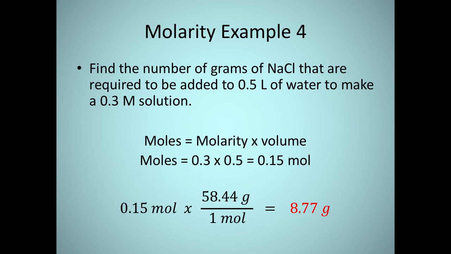Okay, so if we took a balance, added 8.77 grams of salt, added it to a beaker containing 0.5 liters of water, we would have a 0.3 molar solution. Okay, make sure all of your examples are written down. You're going to be practicing with this next week.